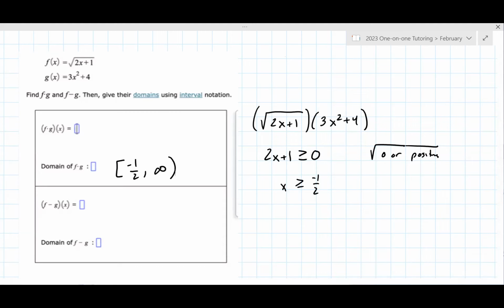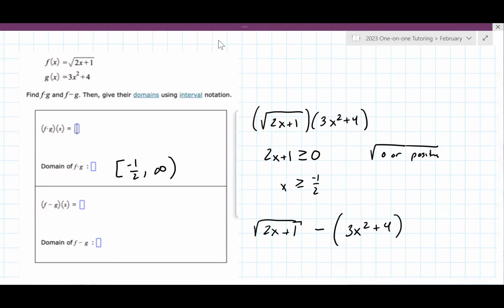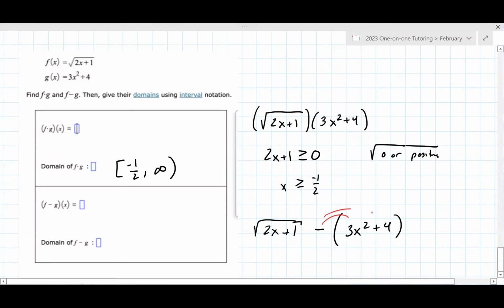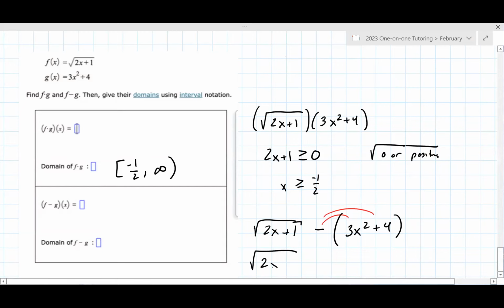Okay, I got that in. Now for f minus g, it's the square root of 2x plus 1 under parentheses minus in parentheses 3x squared plus 4. And you distribute that negative to both. And I think it does want you to do that. So your answer is 2x plus 1 under the square root minus 3x squared minus 4. And then your domain is the same because you still have this issue with the square root 2x plus 1.